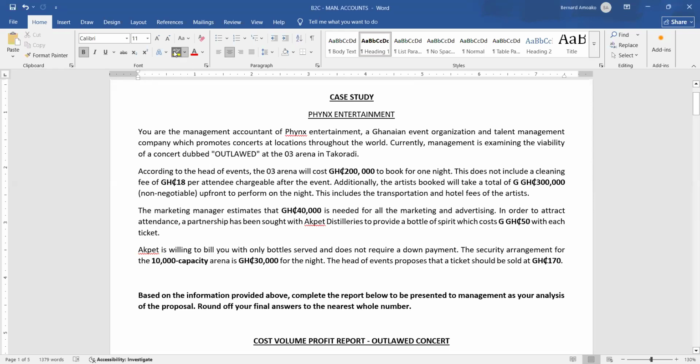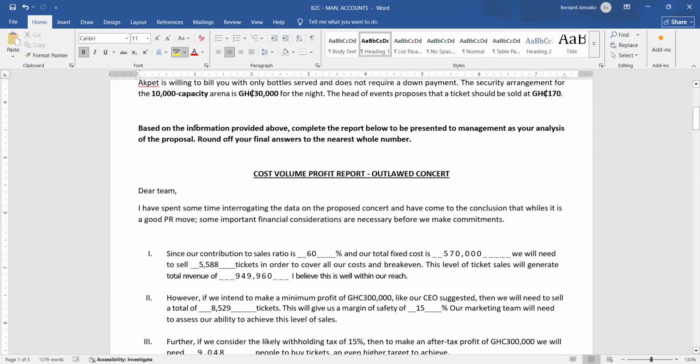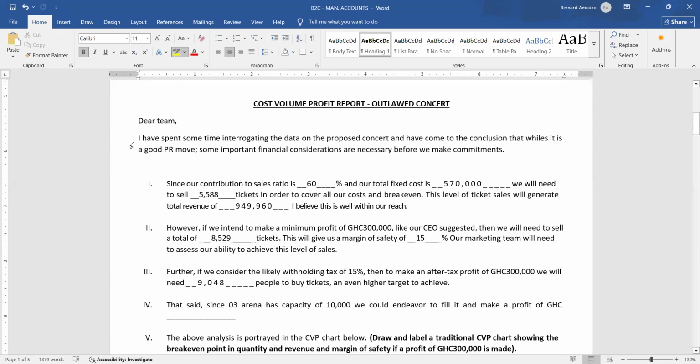But he has not even indicated what we are even calculating for. Okay, let's go. What are you supposed to calculate for? Dear team, I have spent some time interrogating the data on the proposed concept and have come to the conclusion that whilst it is a good PR move, some important financial considerations are necessary before we make a commitment.